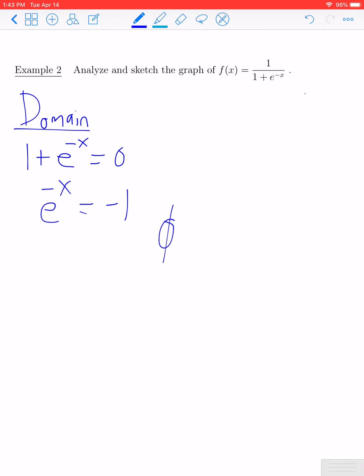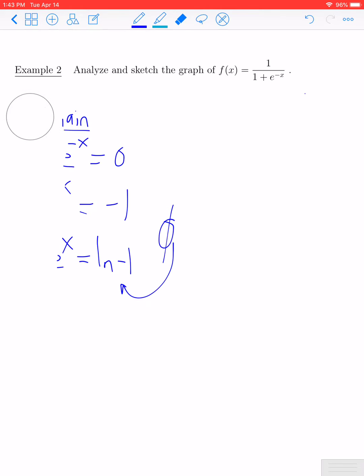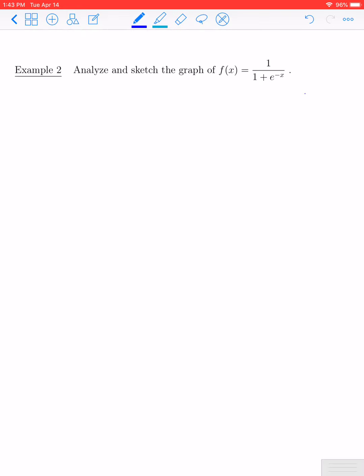If you wanted to algebraically continue it, what you would do is take the natural log of both sides to get rid of the e, and then you would see that the natural log of negative 1 as a calculation is undefined. So what does that mean? Well, for the domain, there's no restrictions, which means the domain is going to be everything from negative infinity to positive infinity. Okay, so that's good to know.